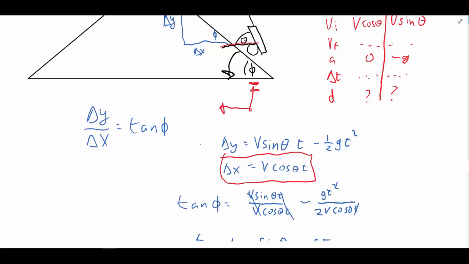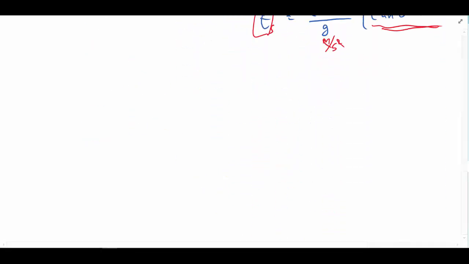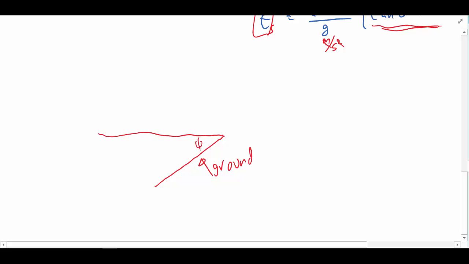There's another way of solving this. You say, well, what's the other way of solving this? The other way of solving this is to just kind of take your head and flip it sideways. If you take your head and flip it sideways, you'd say, well, here is the ground. And that's phi over there. Here's the slope. And I'm going to shoot a cannonball, and it's going to kind of go like that.